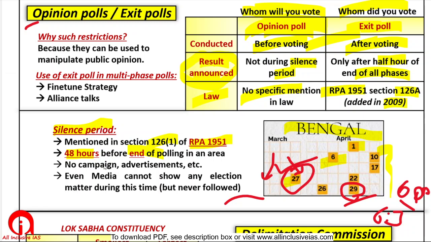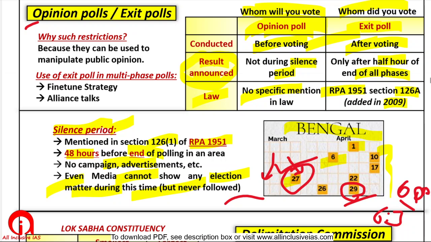During this time, there cannot be any campaign, and media cannot show any election matter. Please listen carefully. Election Commission does not regulate or control media during the silence period. Election Commission simply says that media should not show any election related matter during this period. It does not mean that Election Commission is controlling the media. Regulation is one thing, these advisories are one thing, but controlling is an entirely different thing.